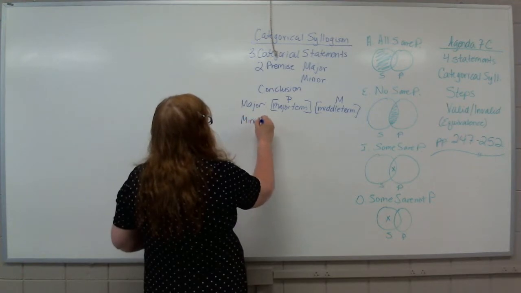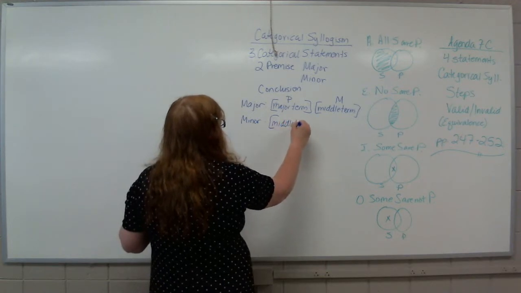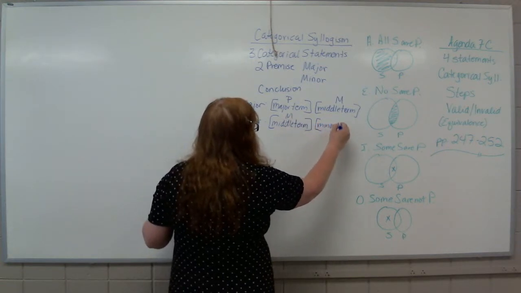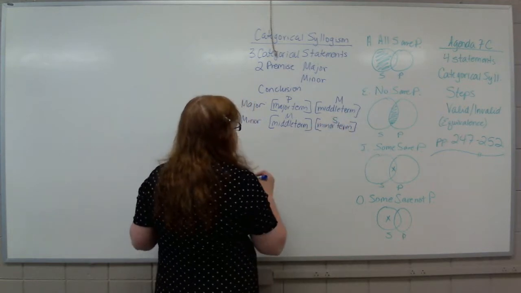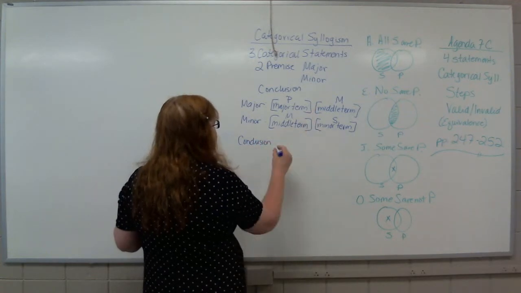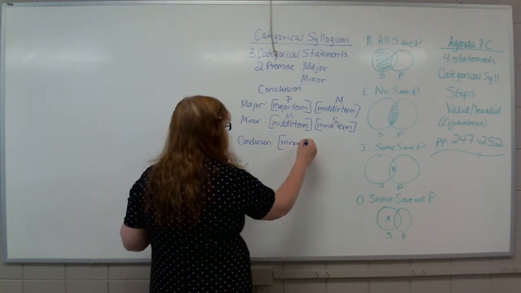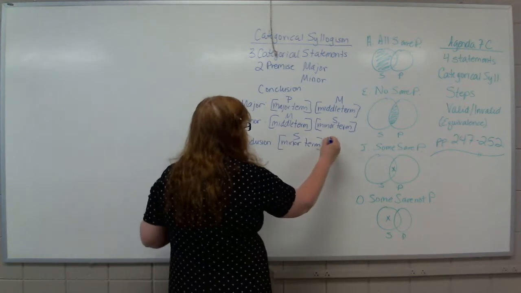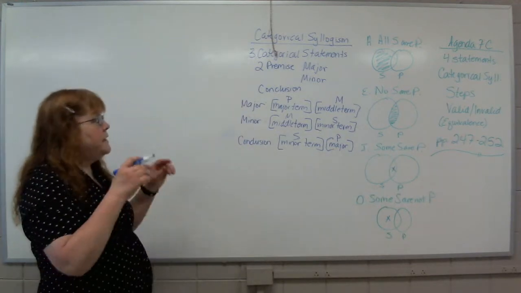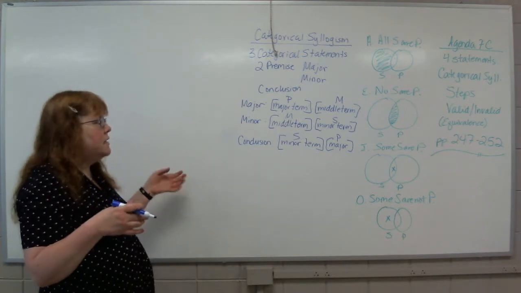The minor premise has the middle term, M again, and then the minor term, which is your S. And then our conclusion is one of those, our minor term, S, and our major term, P. So PM is our major premise, MS is our minor premise, and SP is our conclusion.